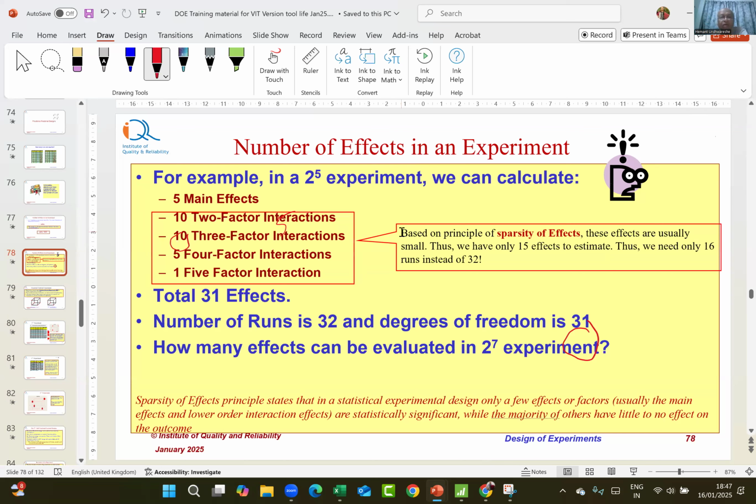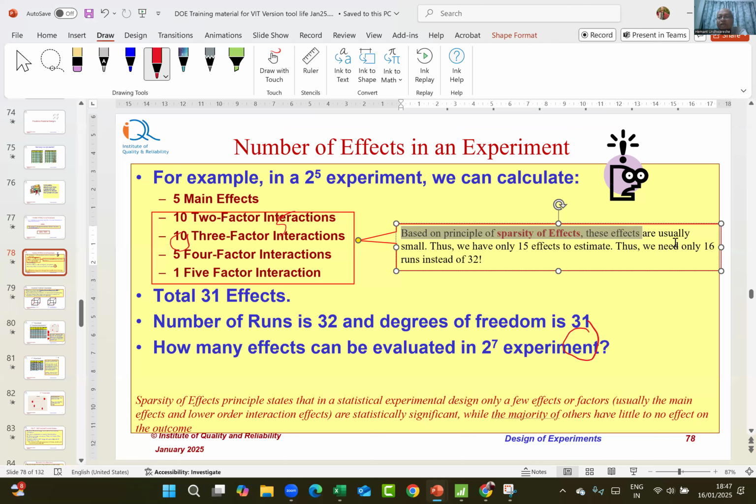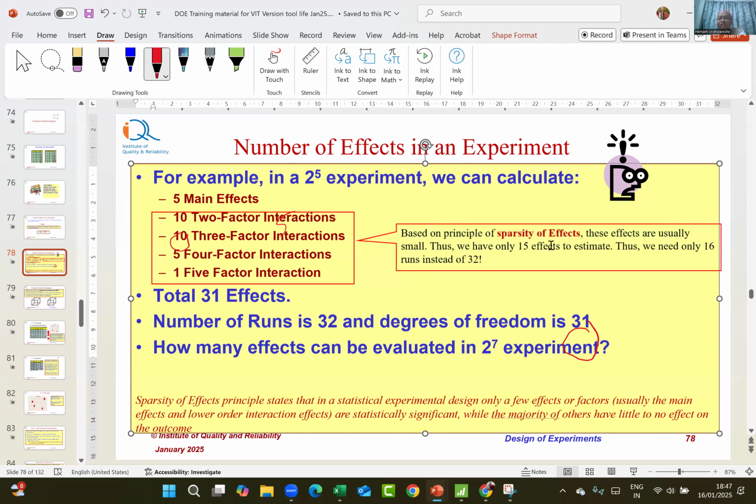So you can see here, based on the principle of sparsity of effect, these effects are usually small. Thus, we have only 15 effects to estimate. So sparsity of effect says that higher order interactions may be small. So three factor interactions 10, five four factor interactions and one five factor interaction are likely to be small. So if you are discarding this, you have only 5 main effects and 10 two-factor interactions. So there are only 15 effects to be evaluated. And if you want to evaluate 15 effects, you can actually do that in half fraction.